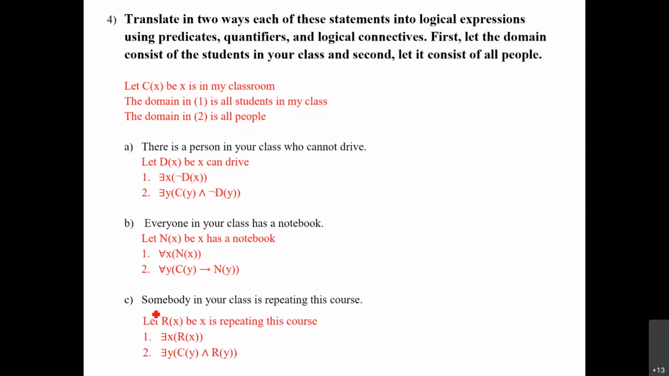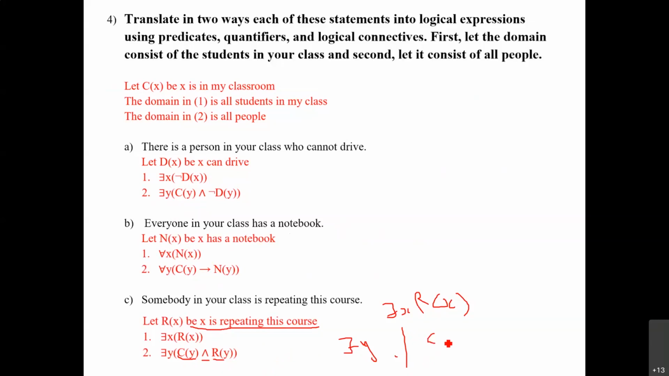R of x. X is repeating this course. Again, part 1 is easy enough because we don't have to worry about C of x. Just say there exists x, R of x. Part 2, there exists someone such that they are in your class and they are repeating. Okay, good enough.